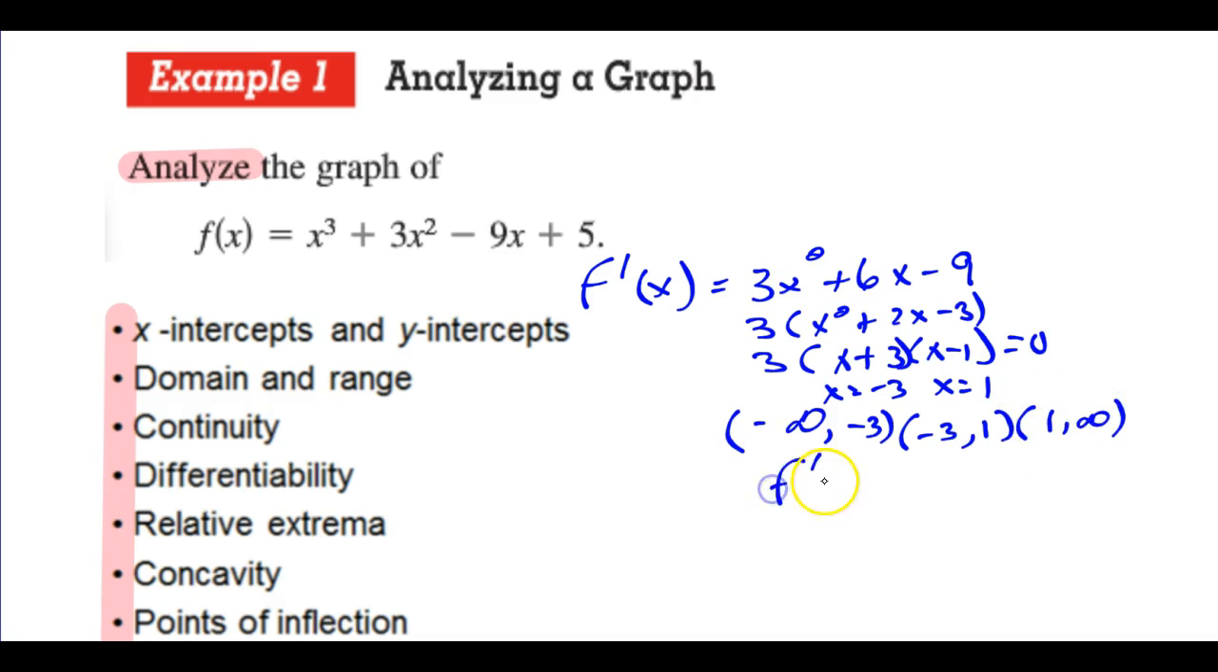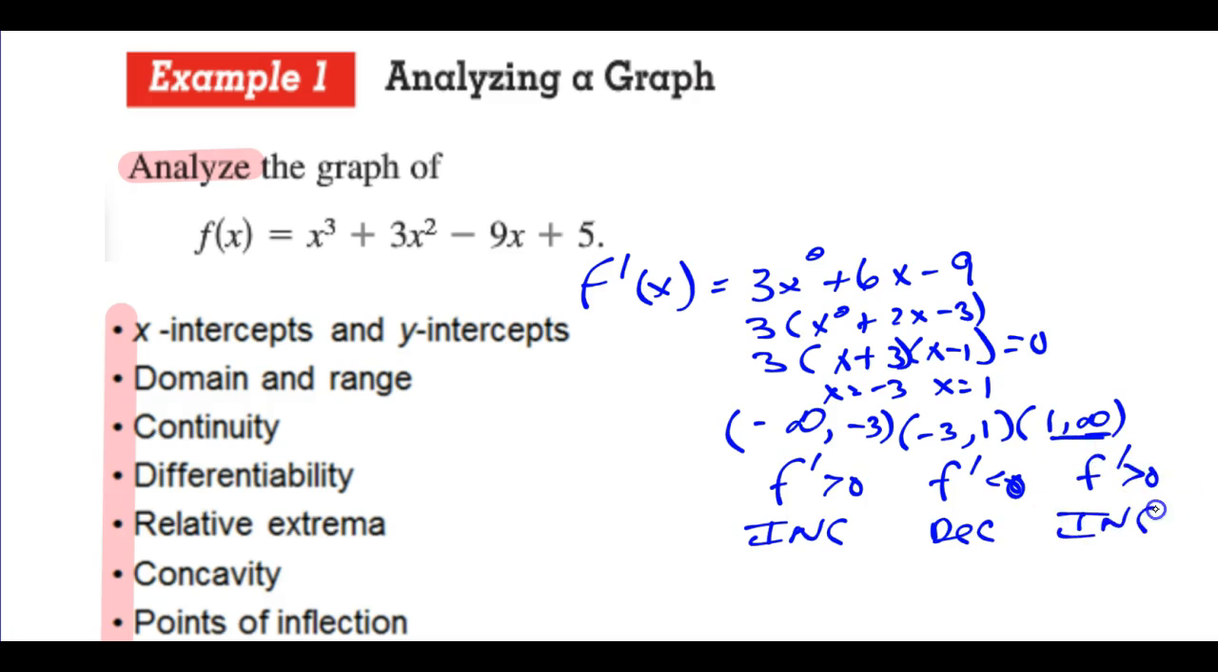So then I would run my test. f prime is greater than 0, so it's increasing here. Test something between -3 and 1 and find out it's less than 0, so it's decreasing. And then in this interval, f prime is greater than 0, so it's increasing. Again, you're welcome to use a chart here. If it moves from increasing to decreasing, you've located a max at -3, and you could plug that -3 back into the function to find that it's 32.